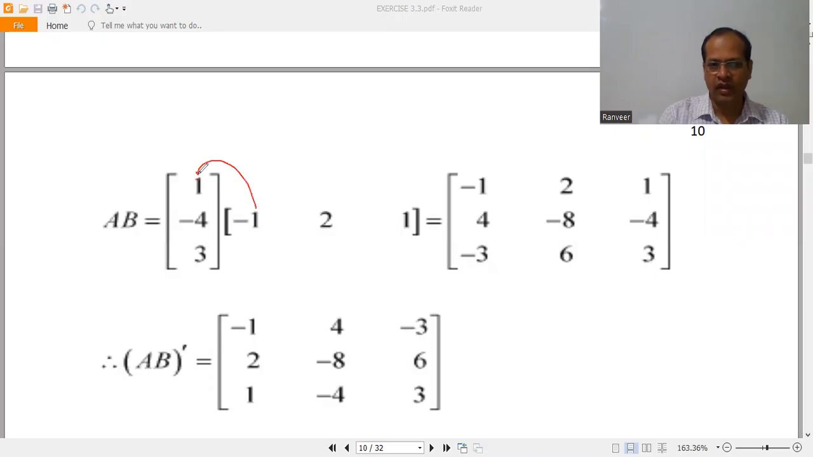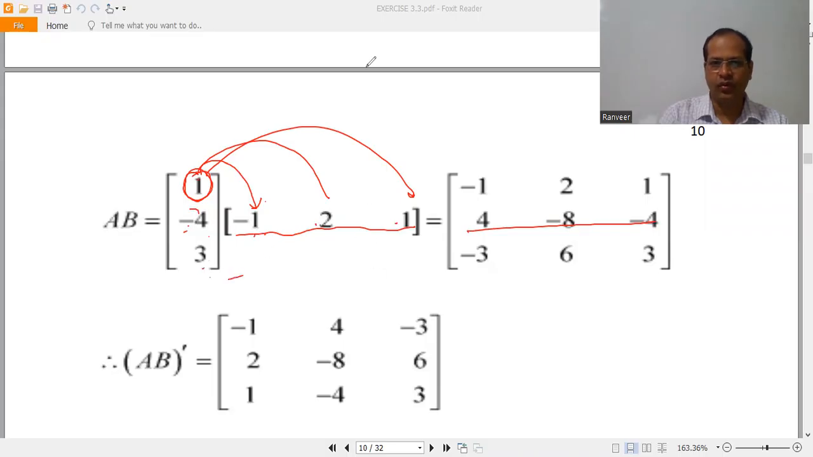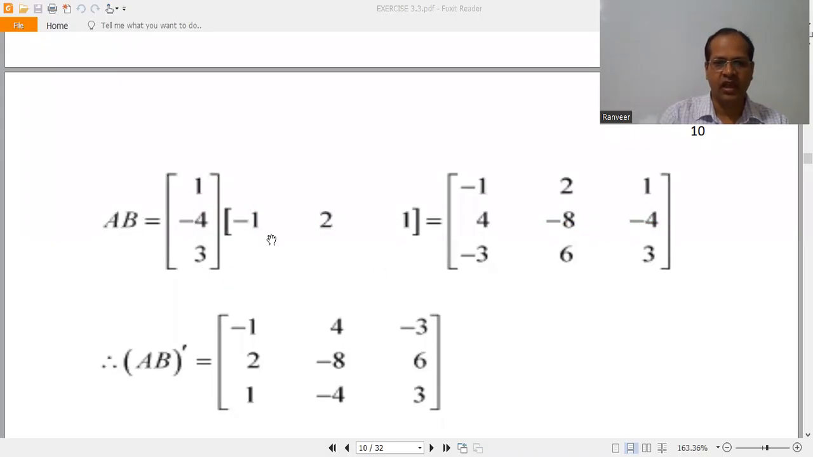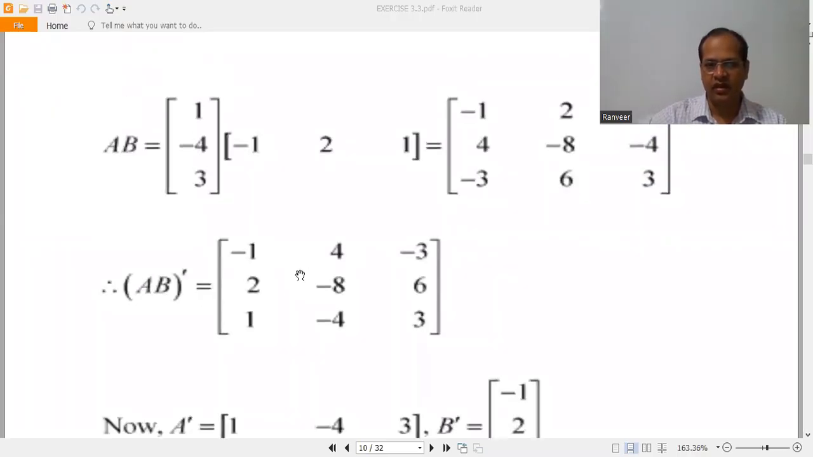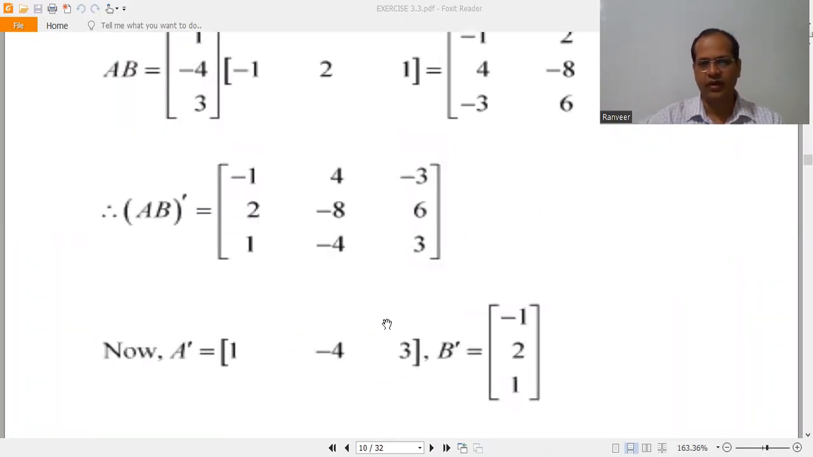So 1 into minus 1 is minus 1, 1 into 2, after that 1 into 1. In this way, we take one element from here and multiply. For the second row, minus 4 into minus 1, minus 4 into 2, minus 4 into 1. After that, 3 into minus 1, 3 into 2, and 3 into 1. In this way, we can find out AB, and the transpose of this value is minus 1, 4, 3, 2, minus 8, 6, and so on.